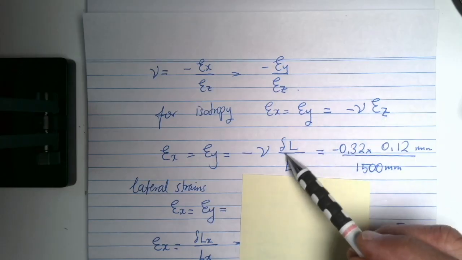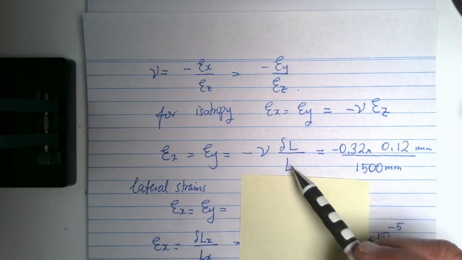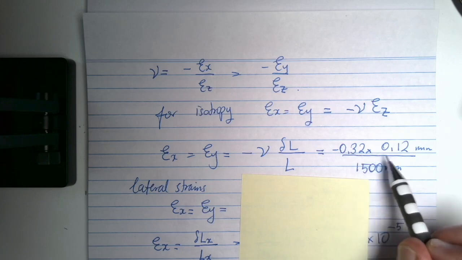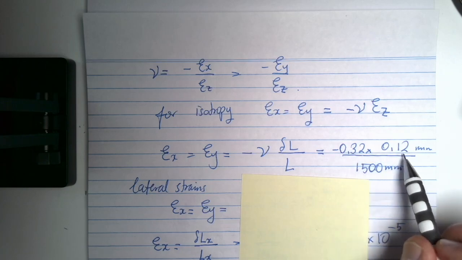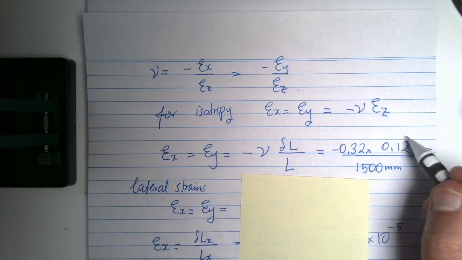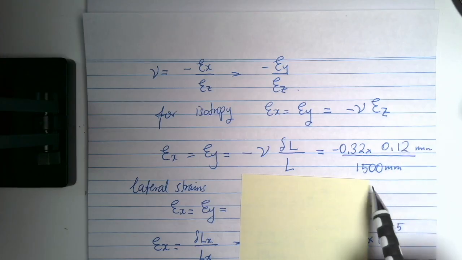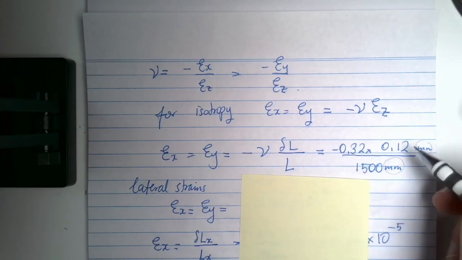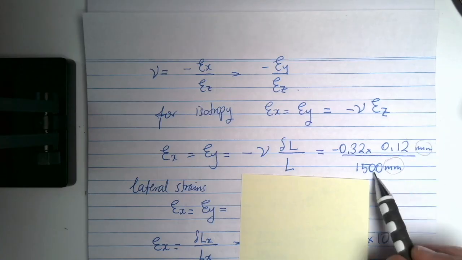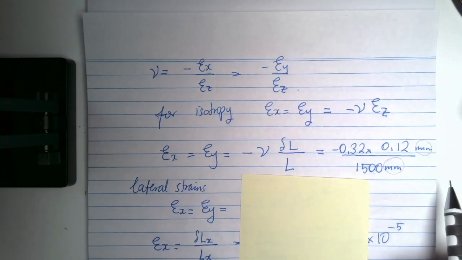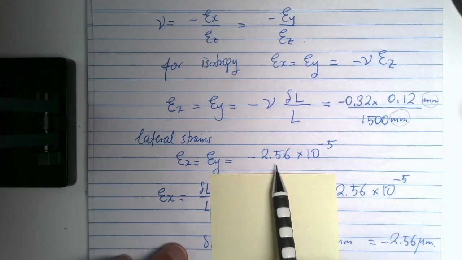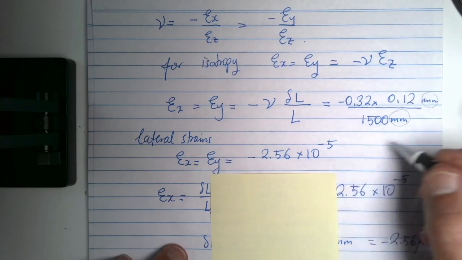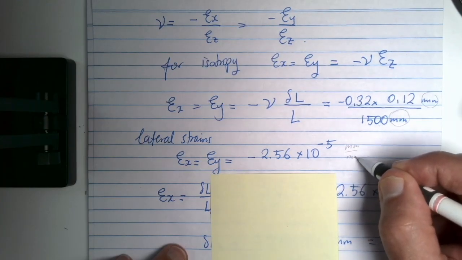Epsilon z is change in length divided by original length. Substituting these values, minus 0.32 times the change in length we calculated already in part A, which is 0.12, divided by original length 1,500 millimeters. We use millimeter in both. If you use meters here, you would have to use meters in the denominator. Calculation gives rise to minus 2.56 times 10 to the minus 5 as a strain. There is no unit, millimeters by millimeters, no unit.